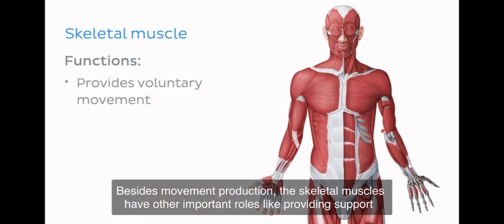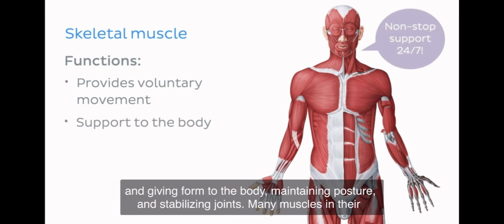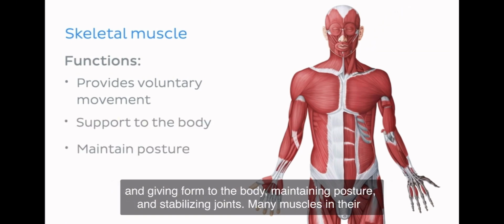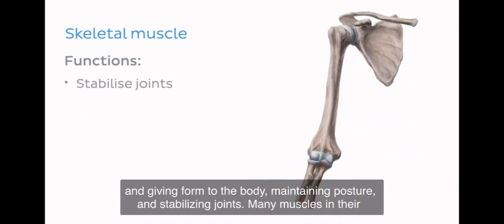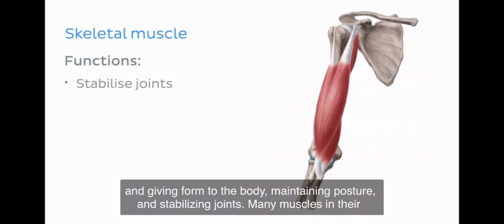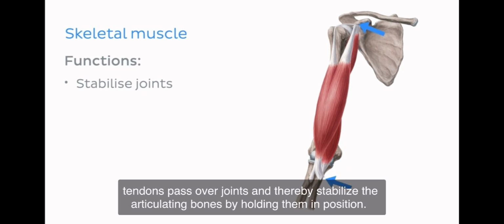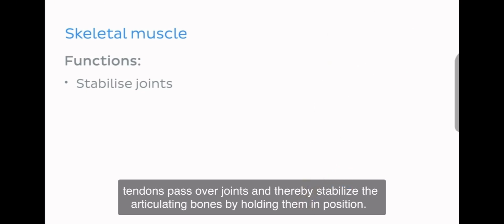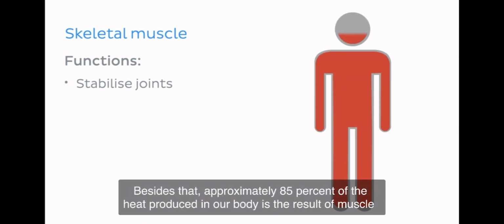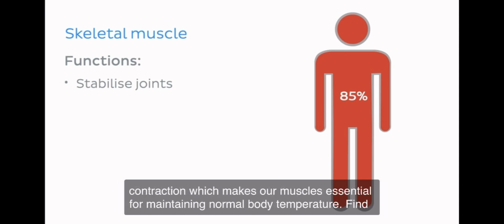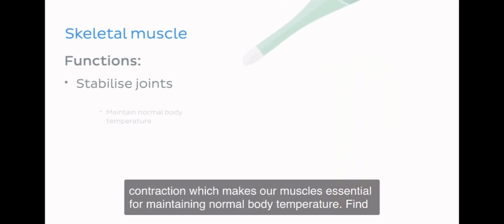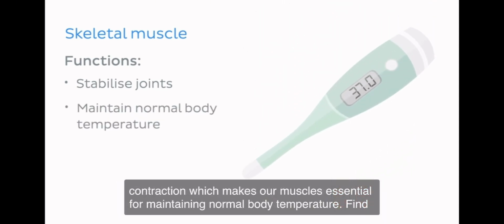Besides movement production, the skeletal muscles have other important roles, like providing support and giving form to the body, maintaining posture, and stabilizing joints. Many muscles and their tendons pass over joints and thereby stabilize the articulating bones by holding them in position. Besides that, approximately 85% of the heat produced in our body is the result of muscle contraction, which makes our muscles essential for maintaining normal body temperature.